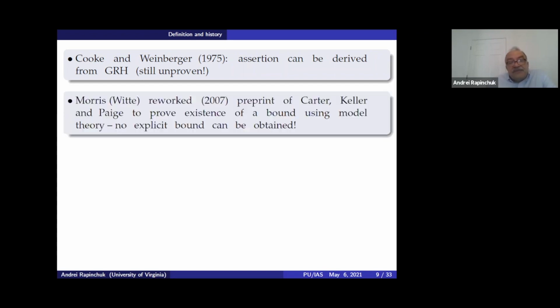So the next step was done by Dave Morris, who in 2007 reworked the old preprint of Carter, Keller, and Paige, where they proved the existence of a bound using model theory. So in addition to some non-trivial model theory, this work also relies on the stronger version of Vinogradov's result on Goldbach's conjecture. And no explicit bound can actually be derived from the proof, or at least has not been derived from the proof. But it's not because the Goldbach result is ineffective. That's not the reason. The reason is model theory. Okay, fine.